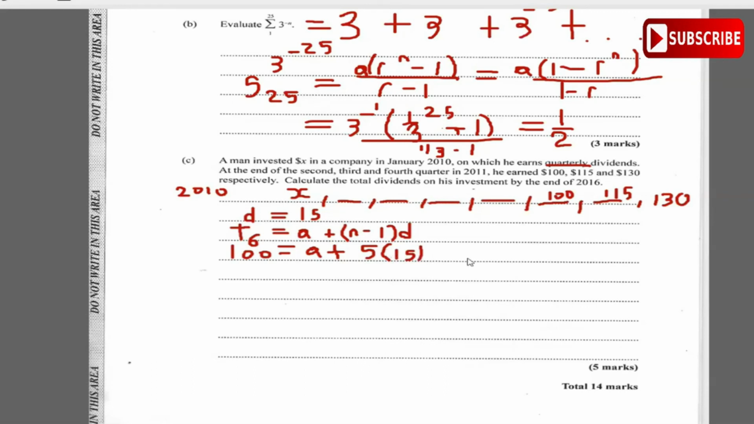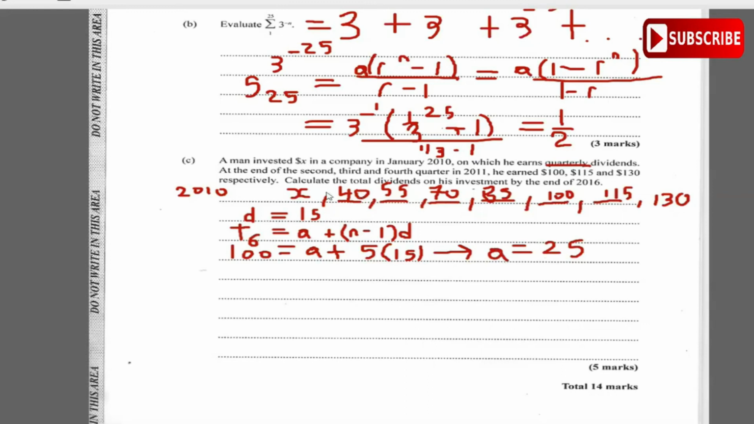So what this tells us then is that he actually started out by investing $25. So $25, then it increased by $15. So it's going to go 25, then 40, then 55, then 70, then 85, then 100, then 115, then 130. Cool. So now what do we need to know?